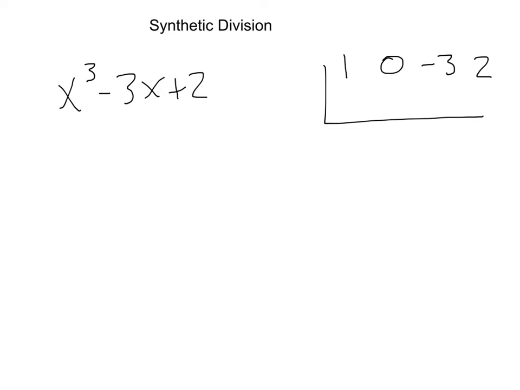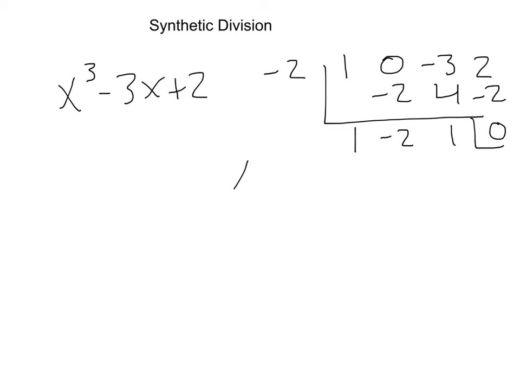So we have this. I'm just going to go ahead and tell you that we're going to use a negative 2 as a factor. So we're going to pull down our 1. Negative 2 times 1 is negative 2. 0 plus negative 2 is negative 2. Negative 2 times negative 2 is a positive 4. We get a positive 1. 1 times negative 2 is negative 2, and we get a 0.